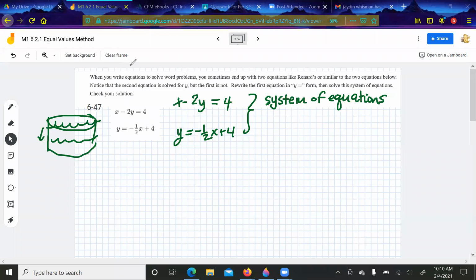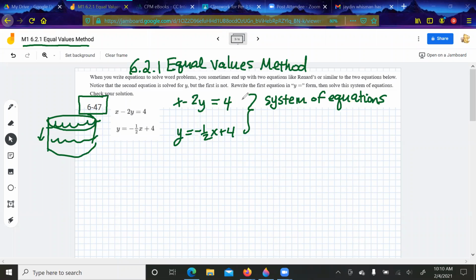If you didn't write the title of this, which was 6.2.1 right here, equal values method, let's go ahead and write that at the top of our paper. Equal values method. Okay, because that's what we're doing today, 6.2.1 equal values method. And here is our system. If you didn't write it down, we want to solve this using equal values.